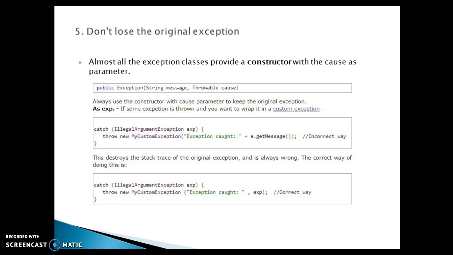The correct way of doing this is something like this. We throw MyCustomException with the message caught and the entire exception passed as the cause, so that when the exception is propagated on the call stack, the calling method will get the entire information, whichever is stored in this exception, right? So, this is the way to correctly handle the exception, right.